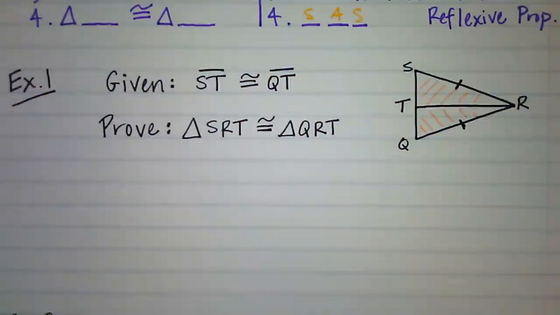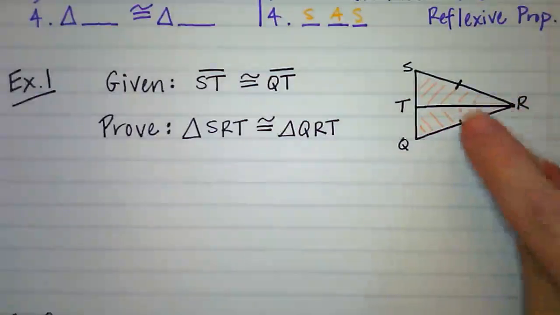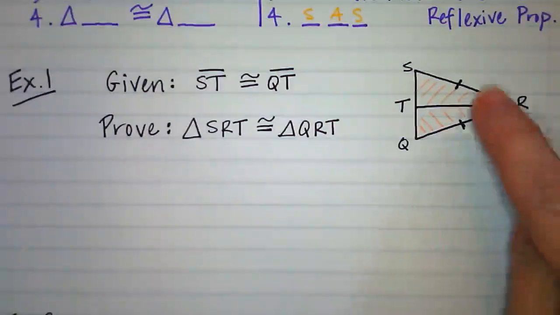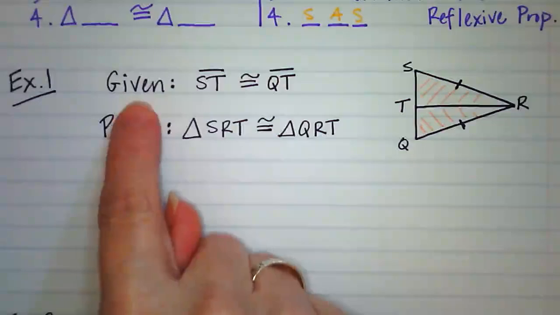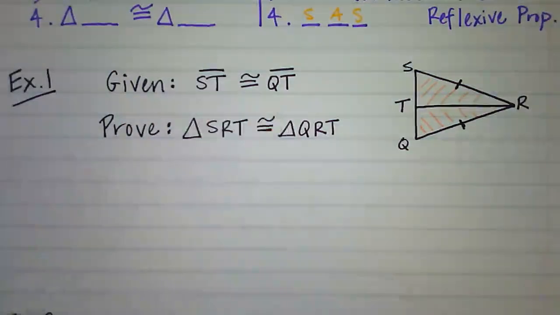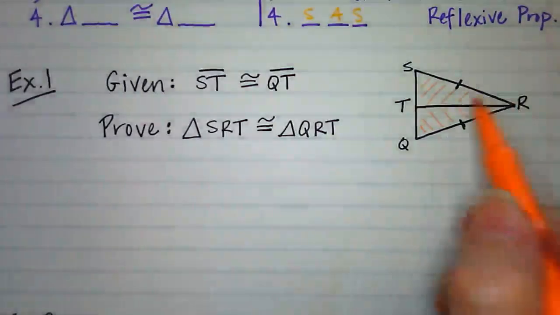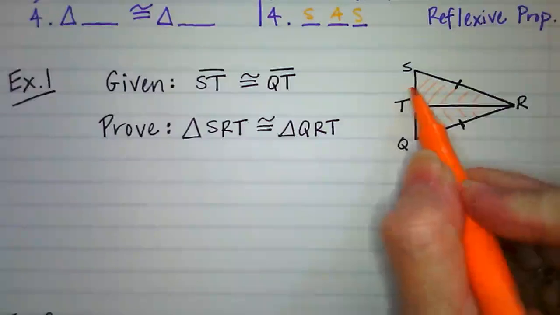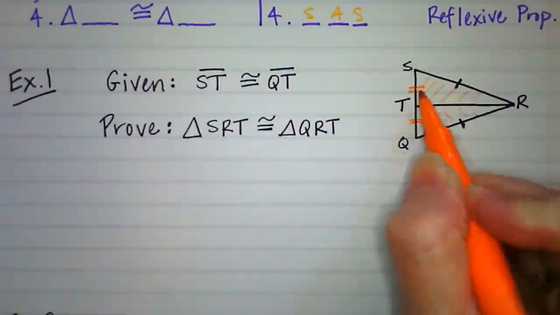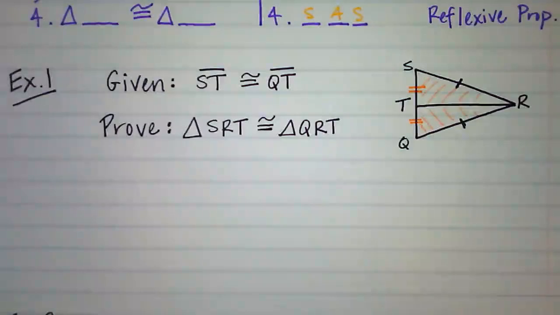Okay? Now, we have marked on the picture, which is just a guide. It's not necessarily drawn to scale, but we have marked on the picture that those 2 sides are congruent. But then in the written given information, we're told that ST is congruent to QT. So I'm going to mark that one on my picture as well. So ST, which is this piece, is congruent to QT, which is that piece. And let's use 2 marks so we don't get that confused.